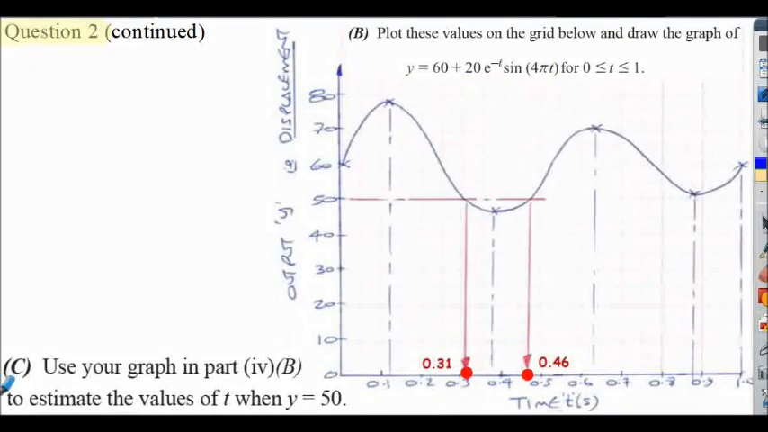Here's question 2, part 4, subparts B and C. Here's the new graph based on the above equation. Notice in this equation how the exponential function reduces the amplitude with time. For a displacement of 50, we draw a horizontal line until it cuts the curve. We find we have two values, a time of 0.31 seconds and a time of 0.46 seconds. You'll probably get slightly different values from your graph because we are interpreting the graph here, so we have slight inaccuracies in our drawing.